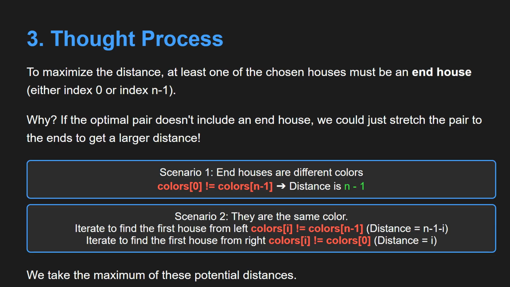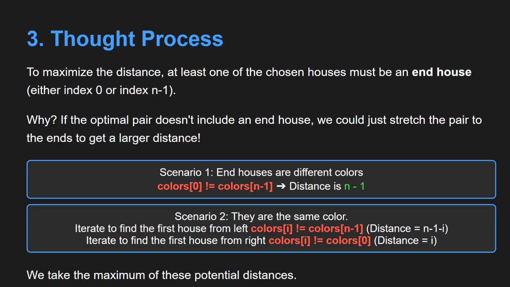For the thought process, we can use a clever trick. To maximize the distance, at least one of the chosen houses must be an end house, meaning either the first house at index 0 or the last house at index n-1. If the first and last houses have different colors, the maximum distance is simply n-1.